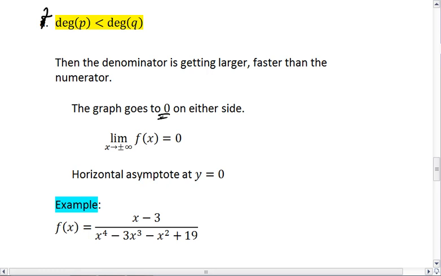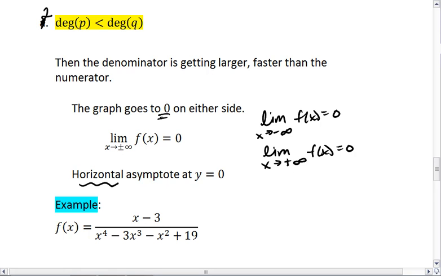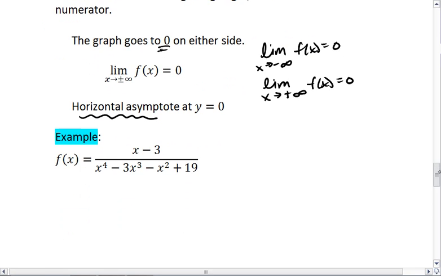This means that the limit as x goes to positive or negative infinity of our function will be 0. Automatically we'll know that the limit as x goes to negative infinity will be 0, and the limit as x goes to positive infinity will be 0. And we'll have a horizontal asymptote at y equals 0.